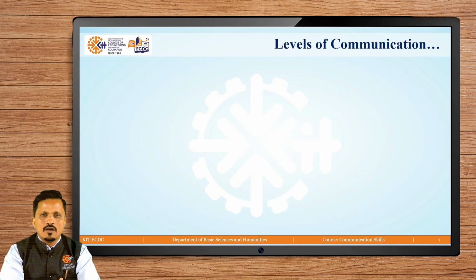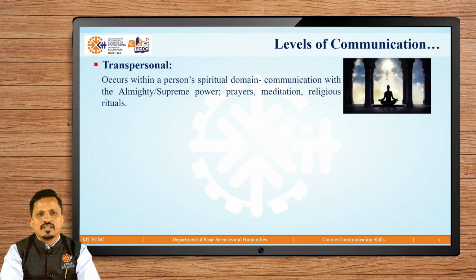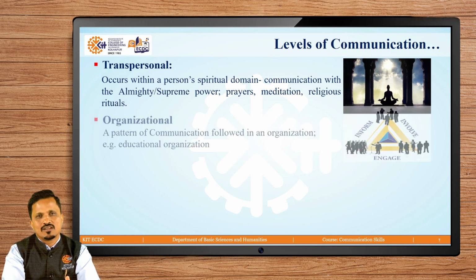Then the next level is transpersonal communication, which occurs within a person's spiritual domain, communication with the Almighty, Supreme Power, prayers, meditation, religious rituals, and all that is nothing but transpersonal, that is even beyond person. We do prayers, we talk with gods, we talk with our Almighty, we do some religious rituals, through which we try to connect with God. So that is nothing but transpersonal communication.